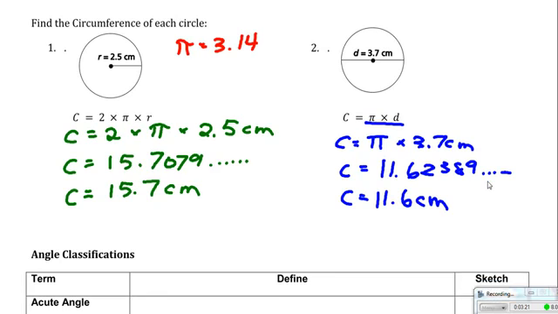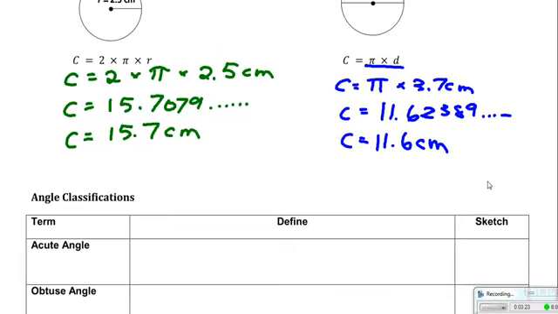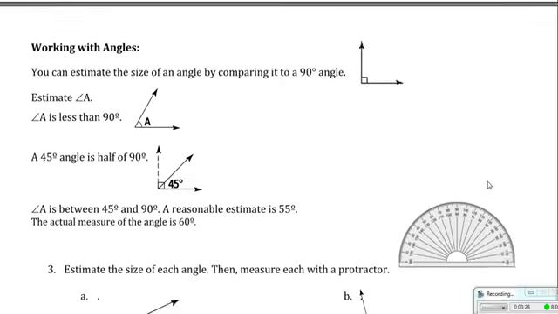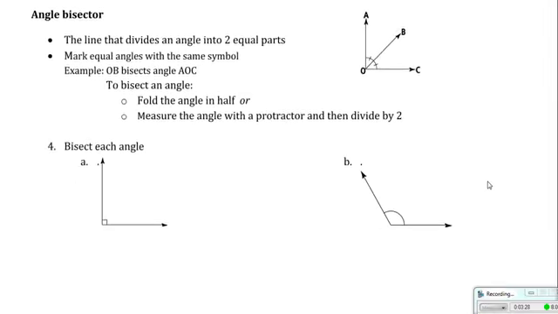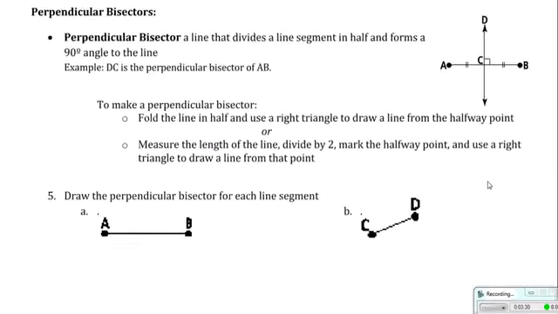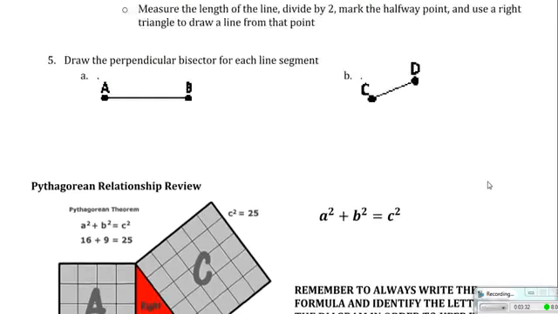So after you've done those notes for circumference, I thought I put some examples for practicing. Maybe I didn't. Nope, I didn't. You're in luck.